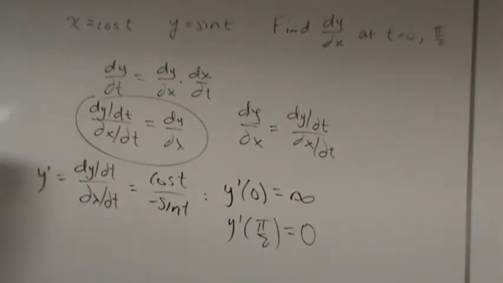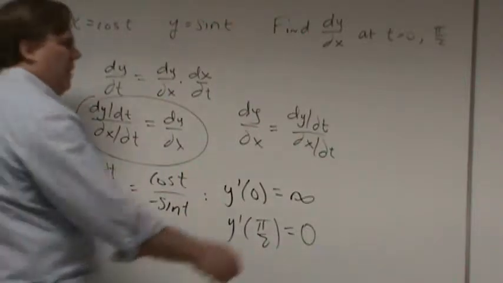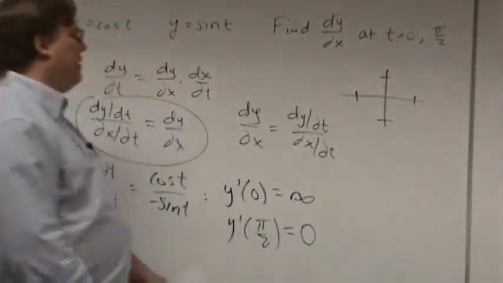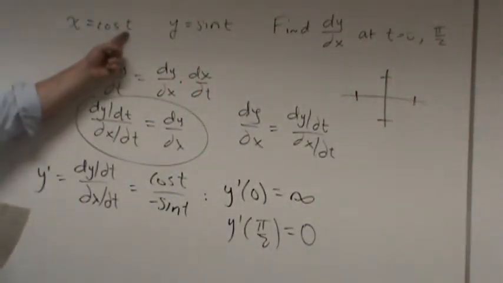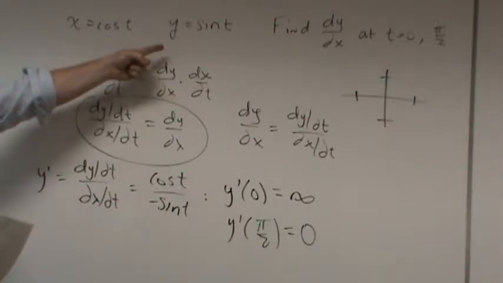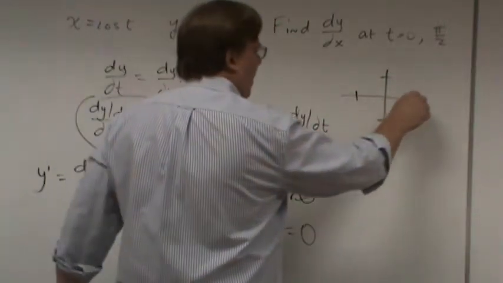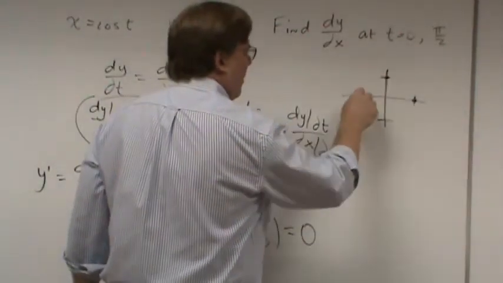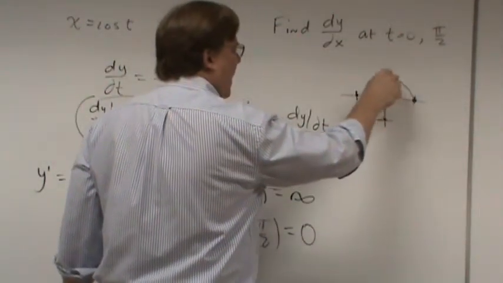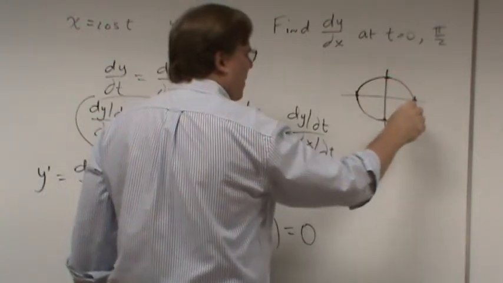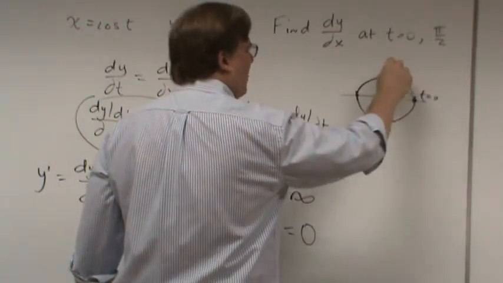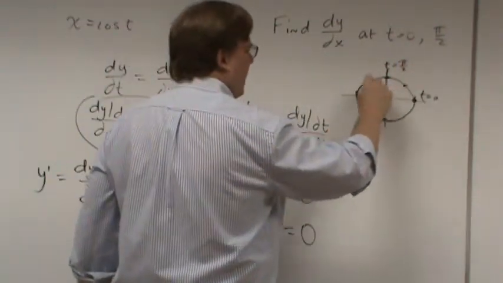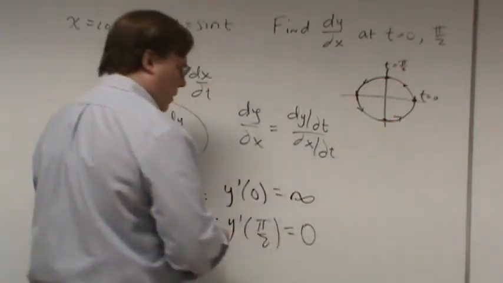In fact, I can even graph this guy. This guy becomes a circle. That is, when t is 0, I get 1, 0. When t is pi over 2, I get 0, 1. So, and so on. So the graph of this guy is just a circle, a unit circle, okay? Where this is t equals 0 and this is t equals pi over 2, etc. So it's a circle that goes in that direction, counterclockwise.